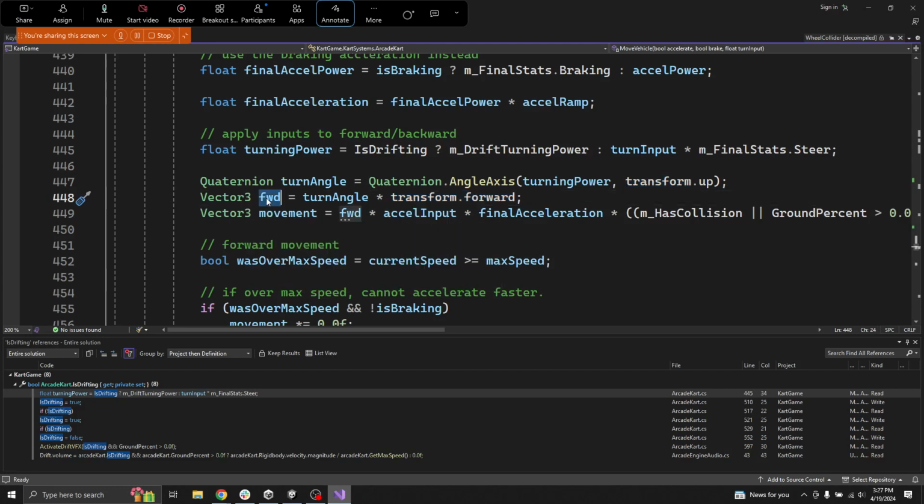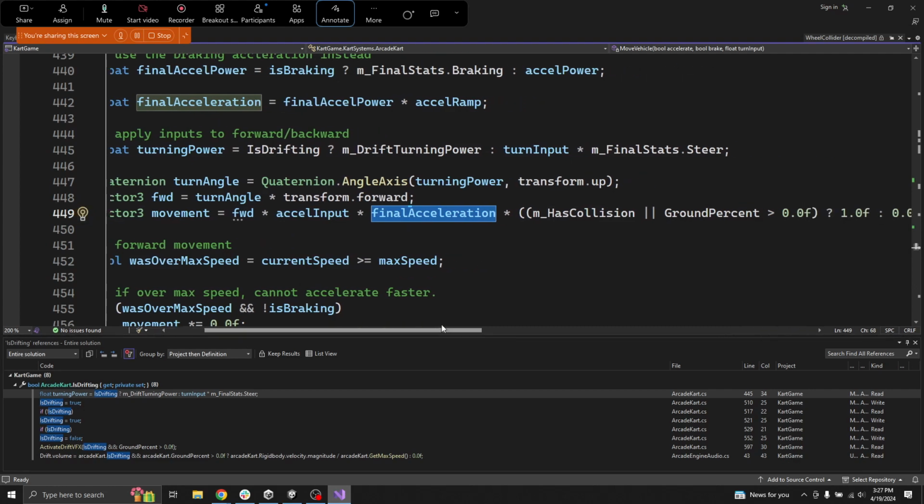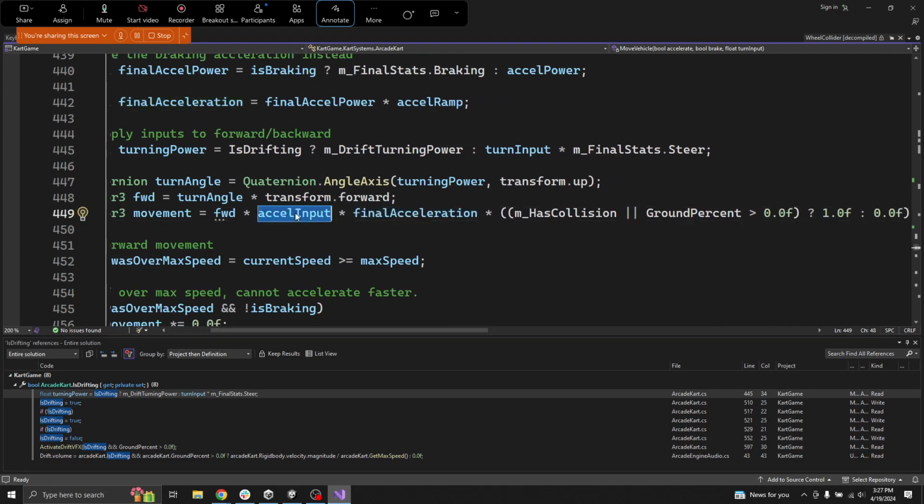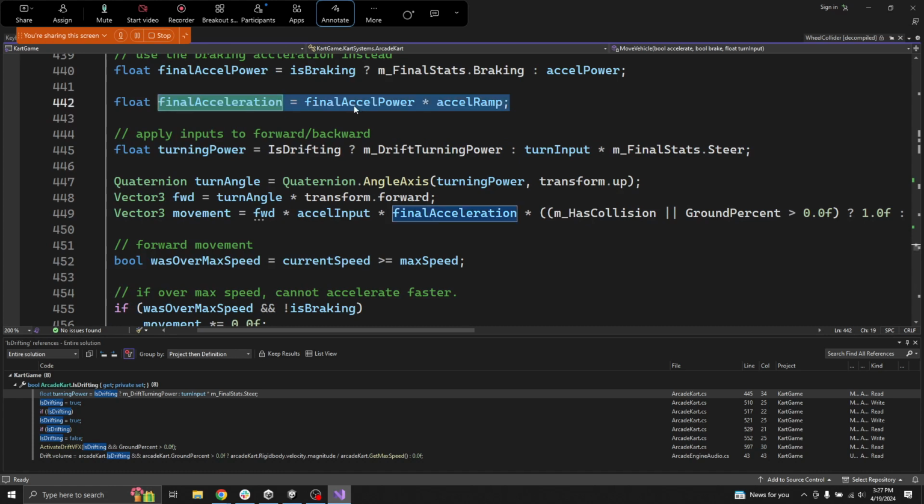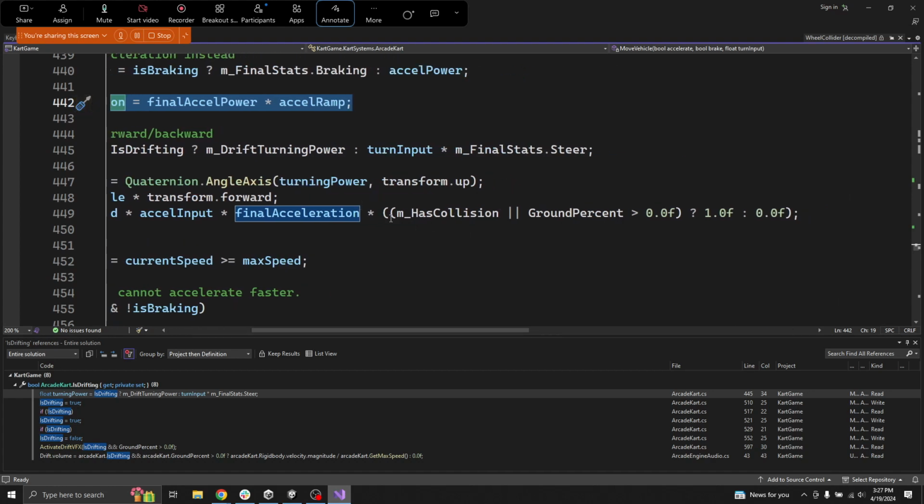And so that's what this forward is here. Then we take our new forward after our turning, multiplied by our acceleration input and our final acceleration. So what are we putting in with our input, and what was calculated here, based on are we going forward or backward or braking or whatever. And now it's multiplying by this ternary operator.